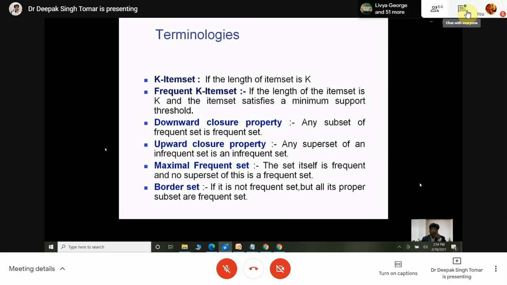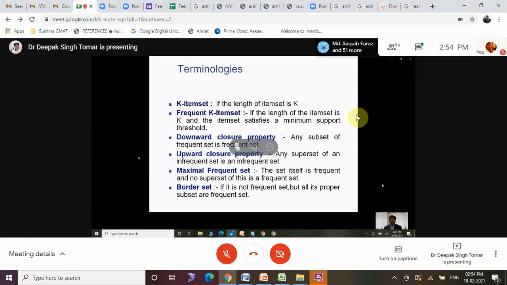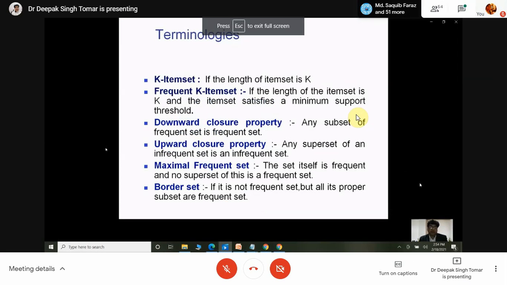And the last one is the border set. It is not a frequent set, but all its proper subsets are frequent sets. Bread, milk, egg, fish is not frequent, but when you break it into subsets of 3 items, they are frequent. So there are some definitions on which our algorithm will work.